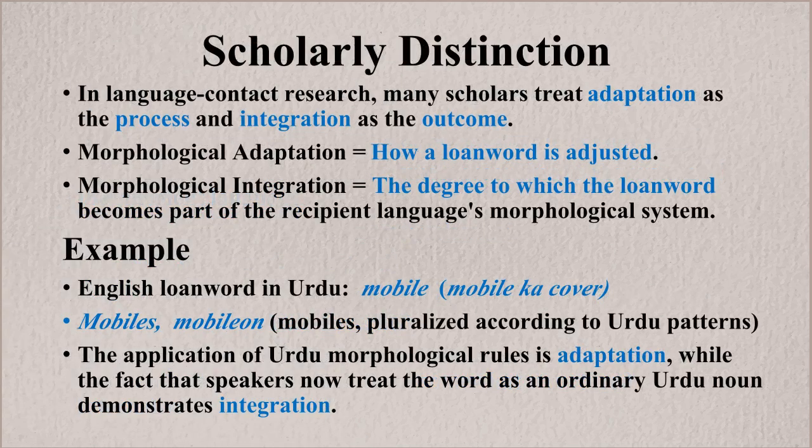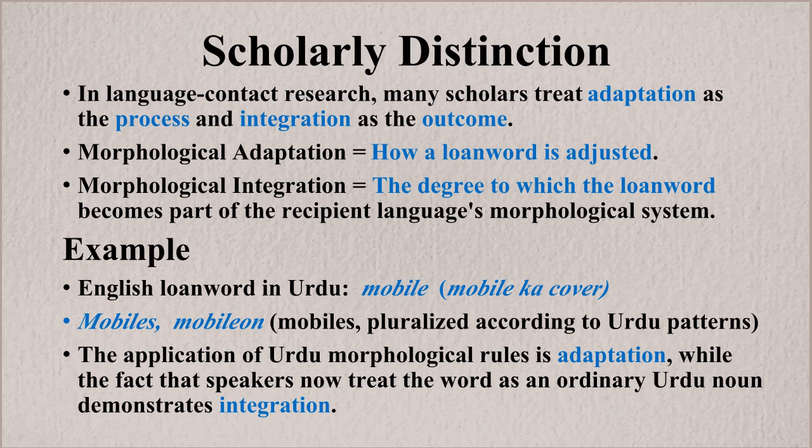Now let's present the scholarly distinction of the two aspects. Morphological adaptation and morphological integration are widely distinguished in language contact research, where adaptation is viewed as the process and integration as the outcome of loanword incorporation. Morphological adaptation refers to the way a borrowed word is adjusted to fit the phonological and morphological rules of the recipient language. In contrast, morphological integration refers to the degree to which the borrowed word becomes part of the recipient language's morphological system. For example, an English loanword in Urdu is mobile.